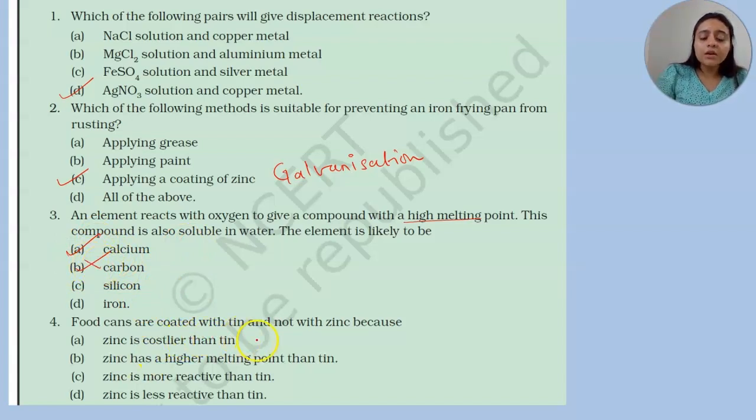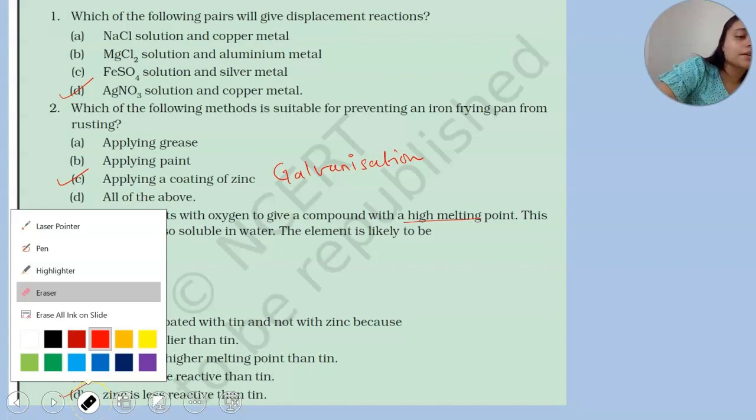Now, food cans are coated with tin and not with zinc because zinc is less reactive. Zinc is less reactive than tin. Otherwise the tin will react, and any type of drink will react with tin. So zinc is being applied.